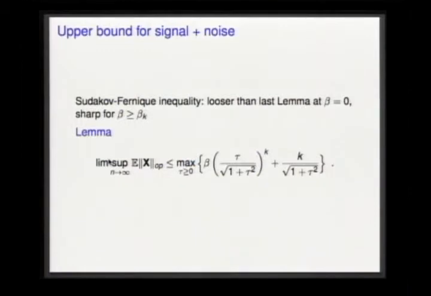If we use the Sudakov-Fernique technique, we get an upper bound which is of the order of k at beta equals 0. So we know that this upper bound is loose, but the upper bound gets tight for beta larger than a value which is of order k. So when beta is larger than k, the upper bound we get using that is going to be correct.